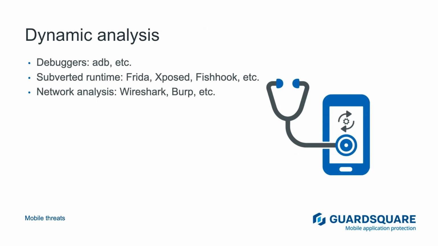For dynamic attacks, there are also, again, commercial tools as well as open source tools available. You can use the default debuggers that are shipped with Android to analyze your own app. Frida is an open source tool. Xposed is also a tool you can use to hook certain things. And for network analysis, I would recommend checking out Wireshark or the Burp Suite.